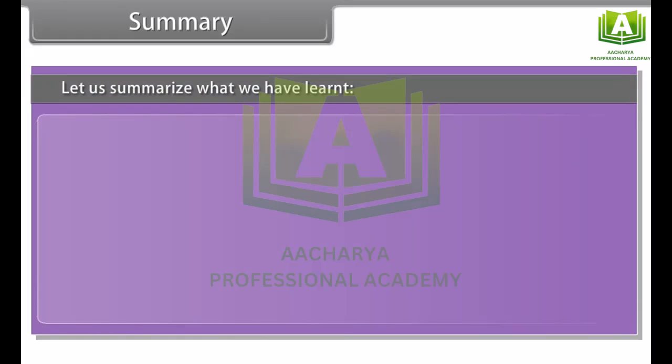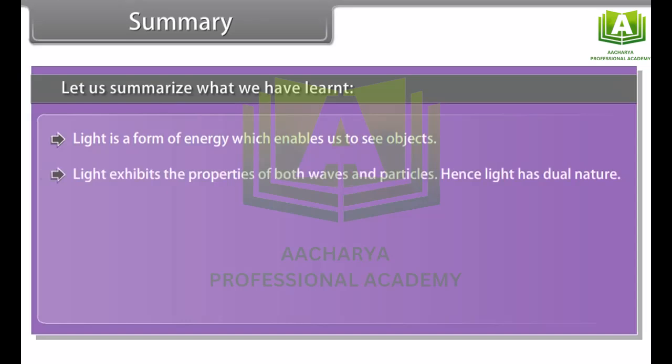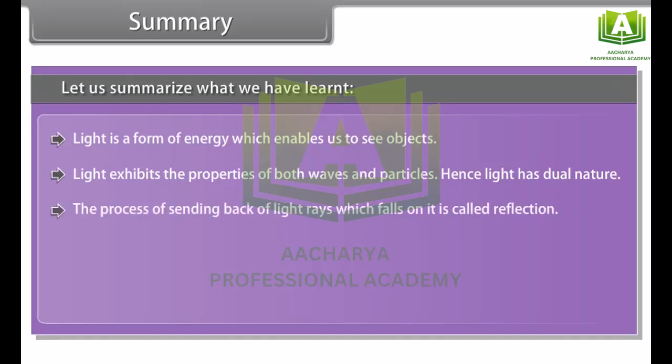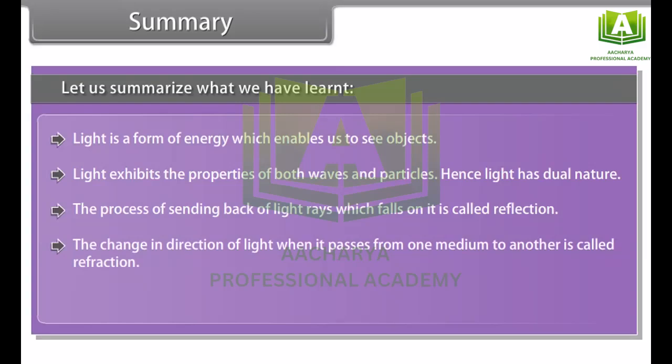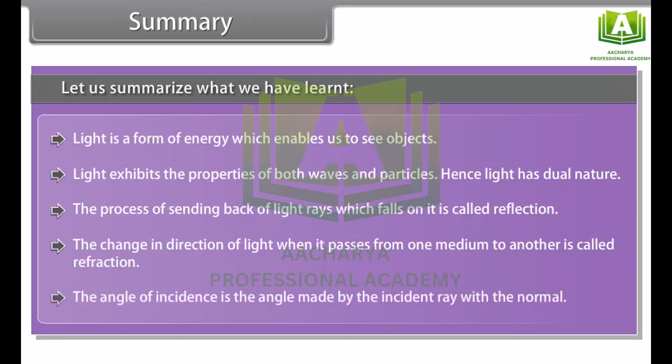Let us summarize what you have learned. Light is a form of energy which enables us to see objects. Light exhibits the properties of both waves and particles. Hence, light has dual nature. The process of sending back of light rays which fall on a surface is called reflection. The change in direction of light when it passes from one medium to another is called refraction. The angle of incidence is the angle made by the incident ray with the normal.